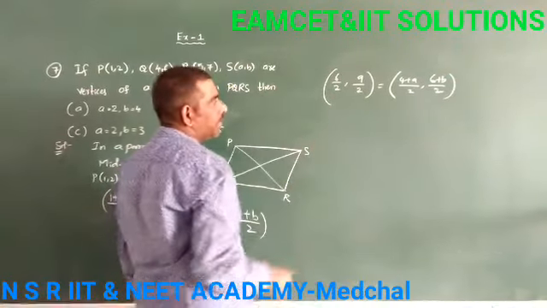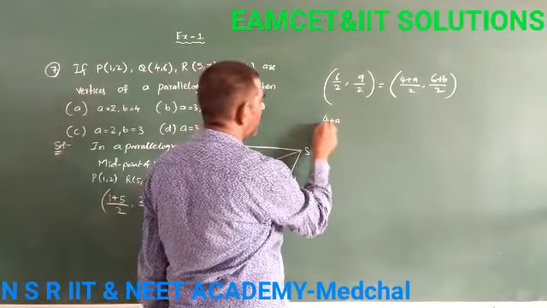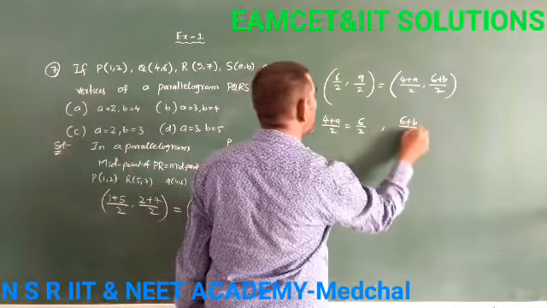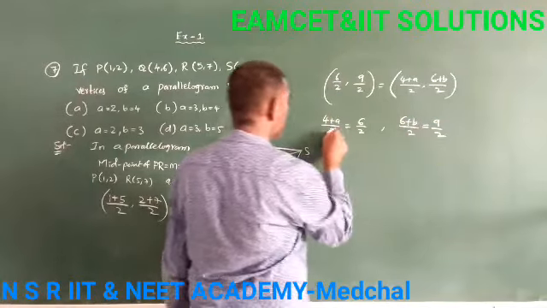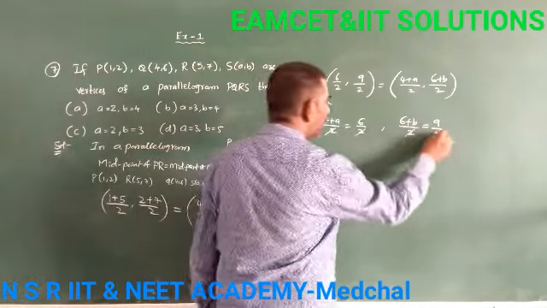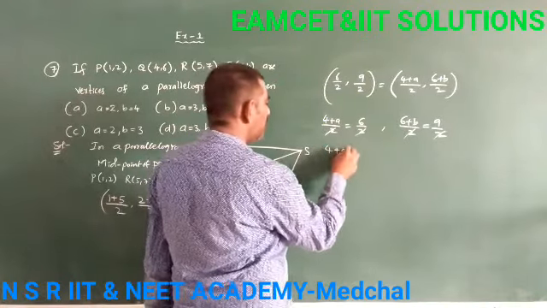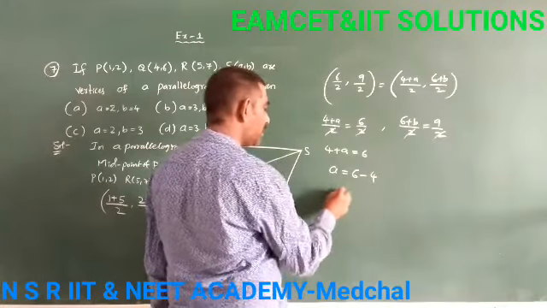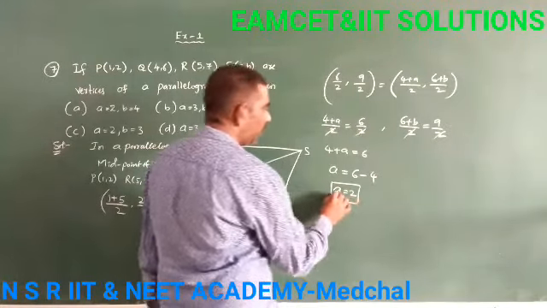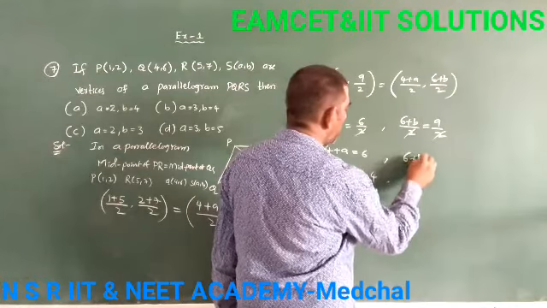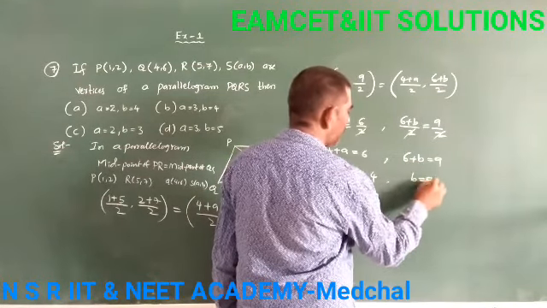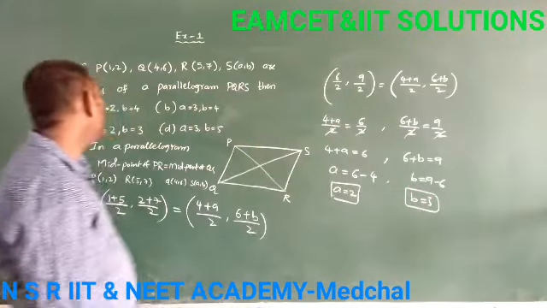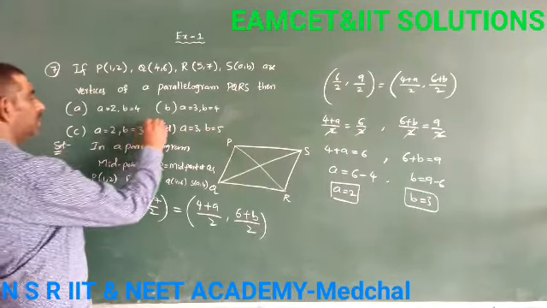Equating x and y coordinates, (4 plus A) by 2 is equal to 6 by 2 and (6 plus B) by 2 is equal to 9 by 2. The denominators are equal so they cancel. 4 plus A equal to 6, so A is equal to 6 minus 4, A is equal to 2. Similarly, 6 plus B equal to 9, B is equal to 9 minus 6, so we get B value 3. So A value is 2 and B value is 3, so our answer is C.